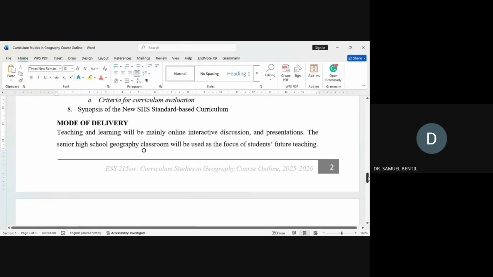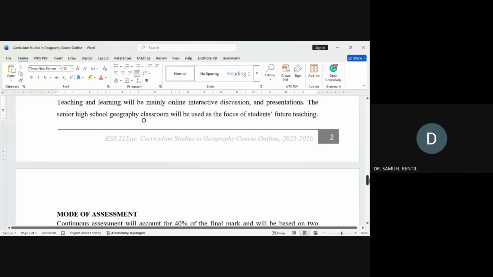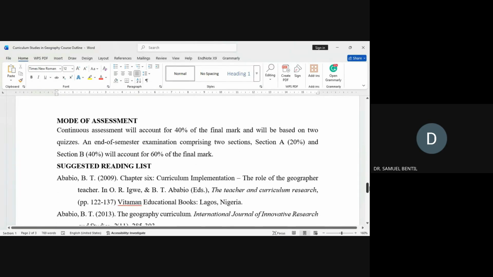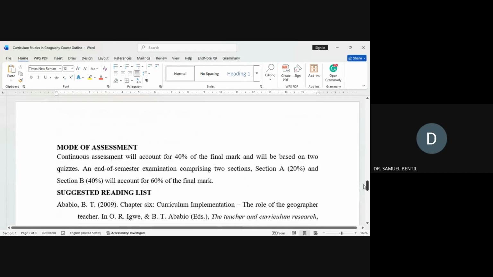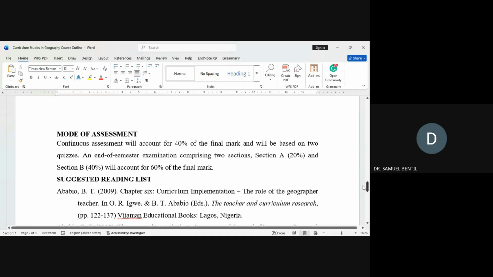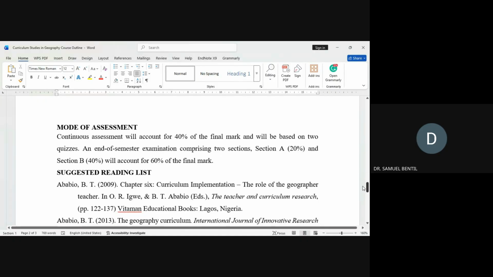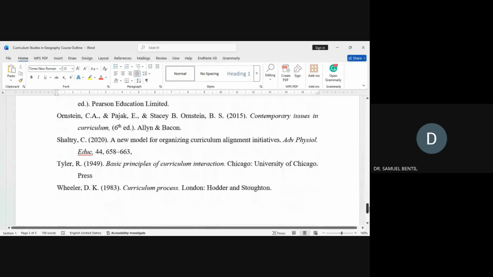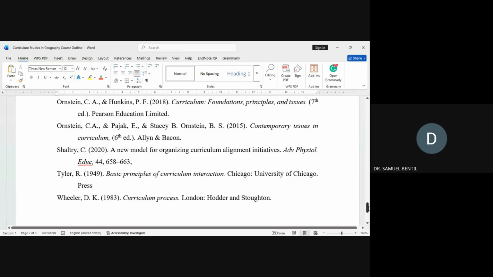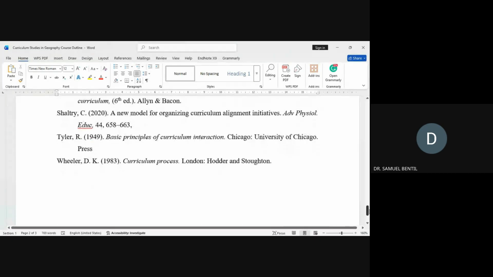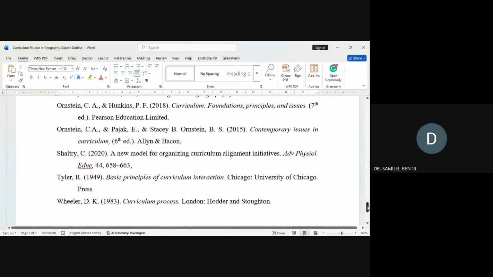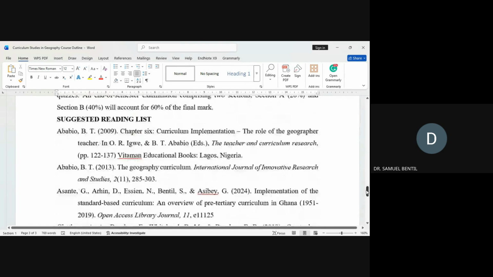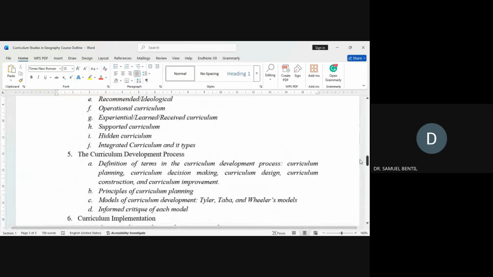As we know, it's all purely online interactive discussion. And as we all know, assessment takes 40% and end of semester 60%. Assessment is a combination of 2 quizzes, so 40% of the final mark will be based on quiz 1 and quiz 2, and the exams as well. Then there are some reading materials in here to also guide your reading. Okay, so that is it for the course outline.